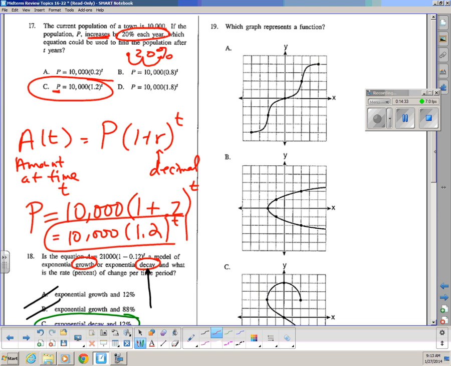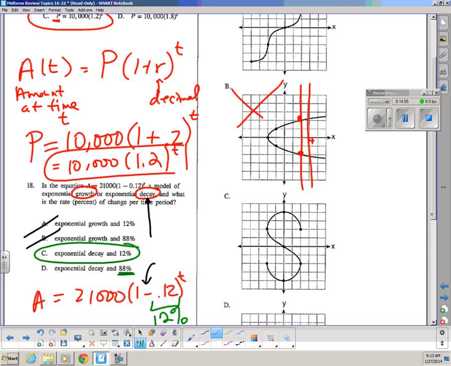Again, vertical line test. I'm going to go through the wrong answers first. If I look at B, if I draw a vertical line, so for example, I'm at 3, my y values are 2 and -2. No good. If I'm at 4 here for an x value, my y value is like 3.2 and -3.2. Not a function.